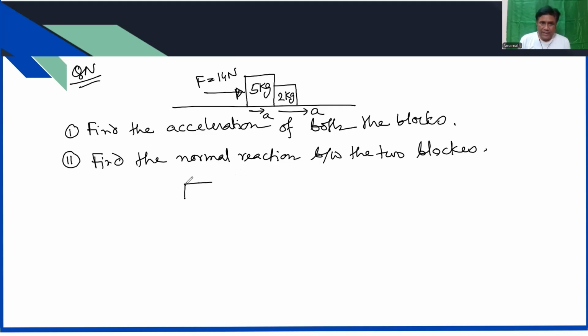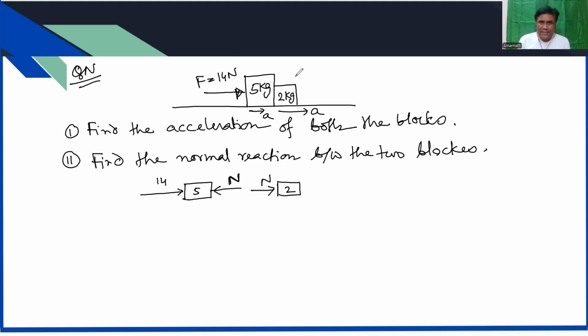If I draw the free body diagram, you see, this is 5 kg. So here it will be the force 14 and here it will be the normal reaction given by 2 kg on 5 kg. Because remember, normal reaction is always a pushing force. It is not pulling, it is always pushing. Similarly, for 2 kg, this will be the normal reaction. Remember, this normal reaction and this normal reaction are the same in value, but the direction is opposite, okay?